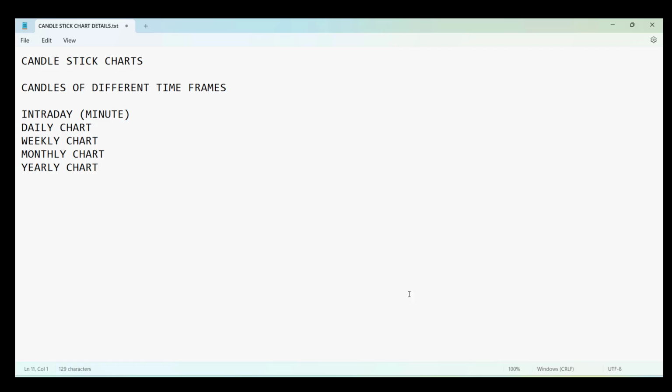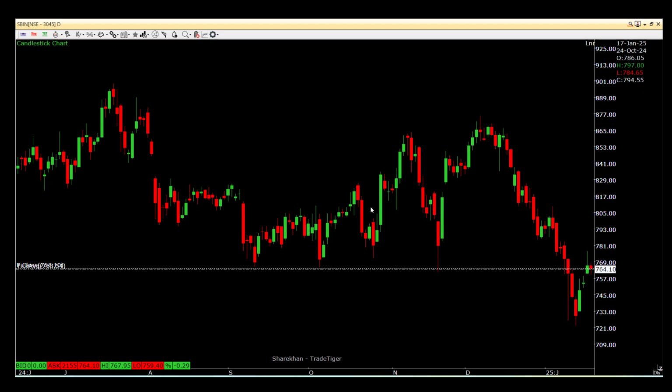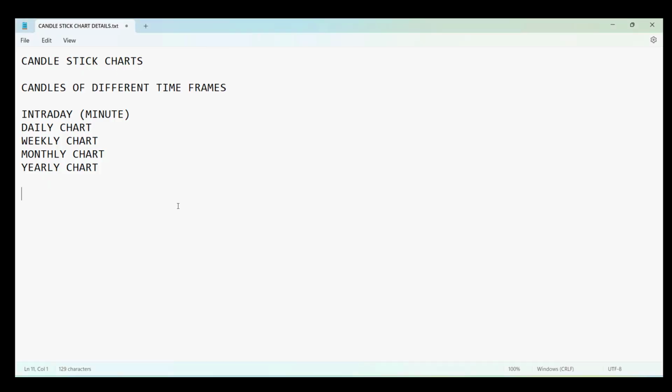Now you will say that, okay, I have set the time duration, but how will I read the candle, and what are these green and red candles, how are these formed? Does red mean loss or does green mean profit? So let's see what happens. The first question is, how will you read a candle? So let's write it. How will you read a candle?